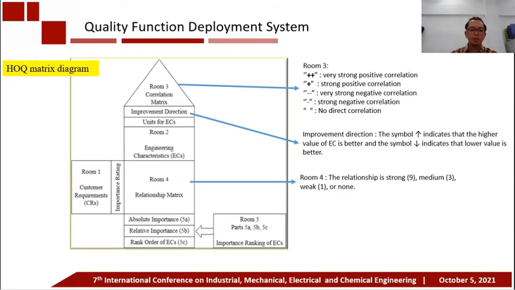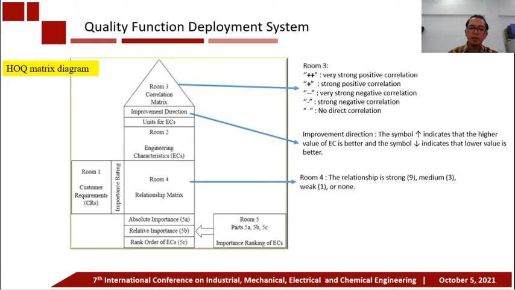In room 4, the process of determining the relationship between the customer requirements and engineering characteristics was done through discussion with the engineer and expert.